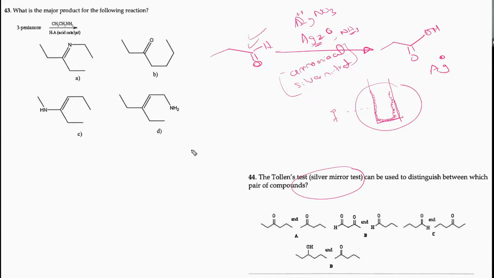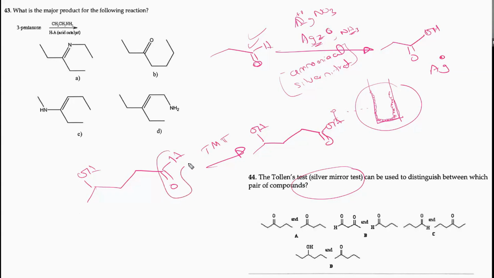And the other usefulness is, say, for example, you have a molecule that looks like this, that has an aldehyde group, and that also has an alcohol group, let's say. And you want to oxidize your aldehyde exclusively to a carboxylic acid without touching the hydroxy group. You can use the tolerance mirror test, or ammoniacal silver nitrate, because ammoniacal silver nitrate is very specific. It will only oxidize the aldehyde to a carboxylic acid. It will not touch your alcohol.